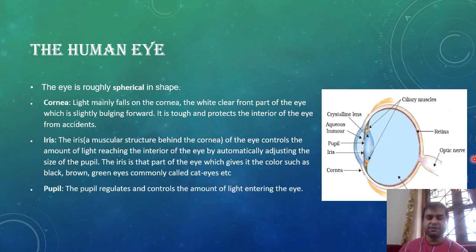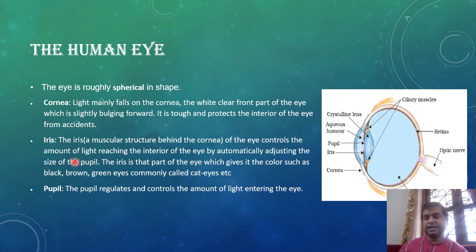Next, we discuss the pupil, which was mentioned when we were talking about the iris. The pupil regulates and controls the amount of light entering the eye. So what is the difference between the iris and the pupil? See, the iris controls the amount of light reaching the interior of the eye. Imagine the iris like a gate. It regulates who comes in, who goes out. I mean, basically nobody goes out. The eyesight is such that we take in light from our surroundings.